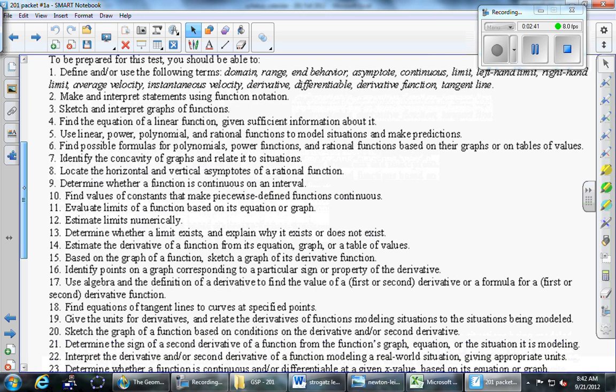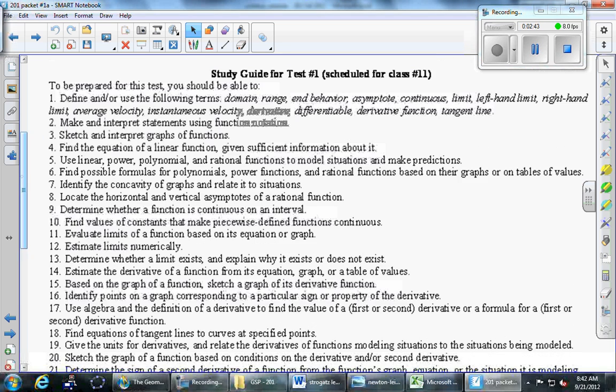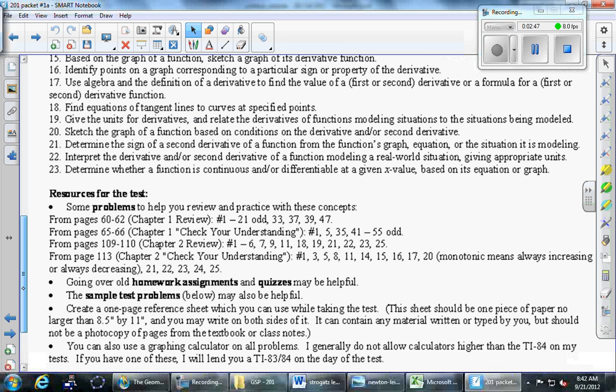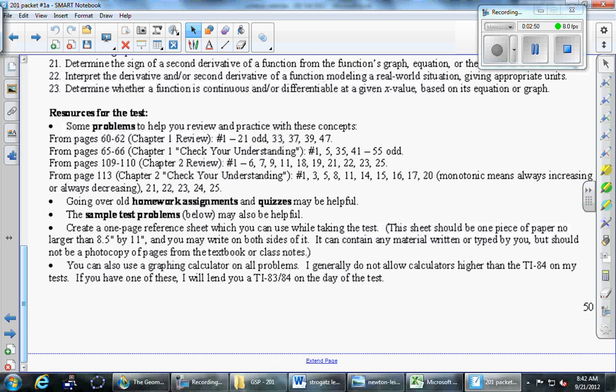It begins with a list of things that I'd like you to be able to do. So there's a long checklist. You can go through one at a time. Then there's a list of resources for the test. Here are some problems that have never been assigned for homework, but might be good for extra practice. Also going over old homework assignments and quizzes, and the sample test problems, which we'll look at momentarily.